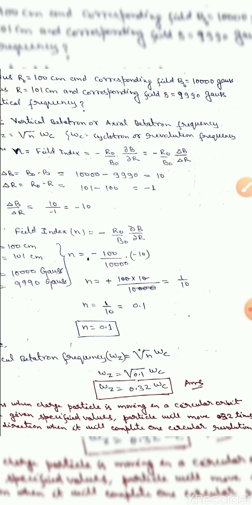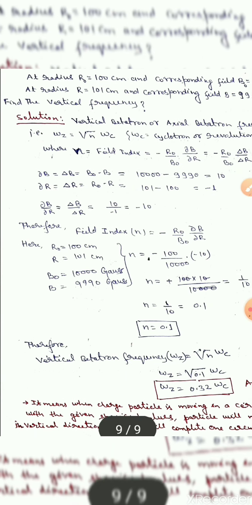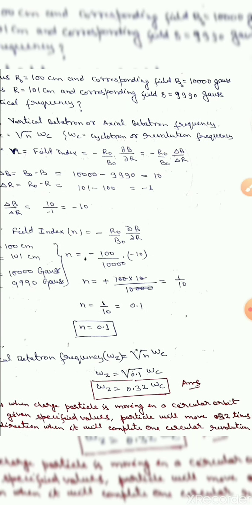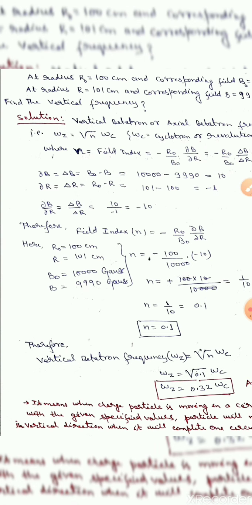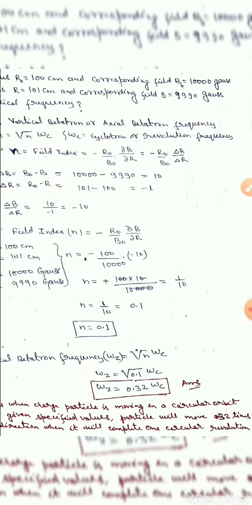It means that when a charged particle is moving in a circular orbit with a given specified value, the particle will move 0.32 times in its vertical direction when it completes one circular revolution. So during completion of one revolution in a circular path, it will move 0.32 times in the vertical direction. So that will make oscillation. So this was the problem.